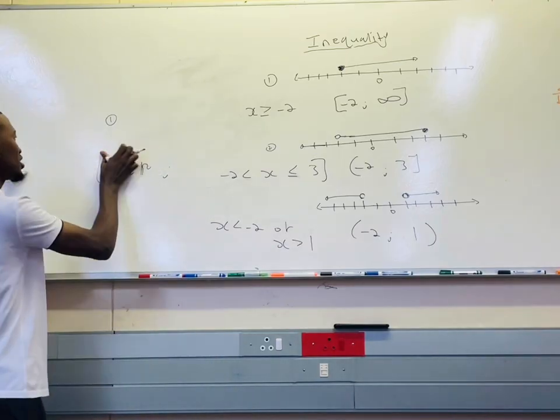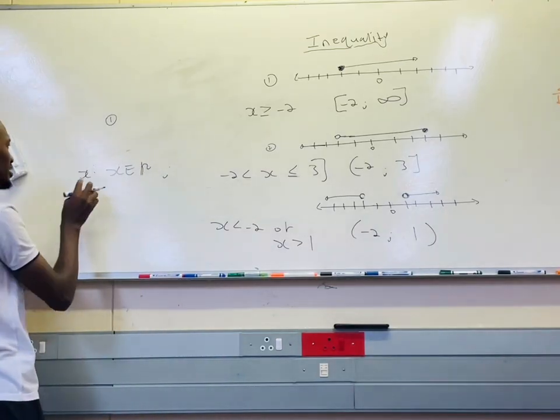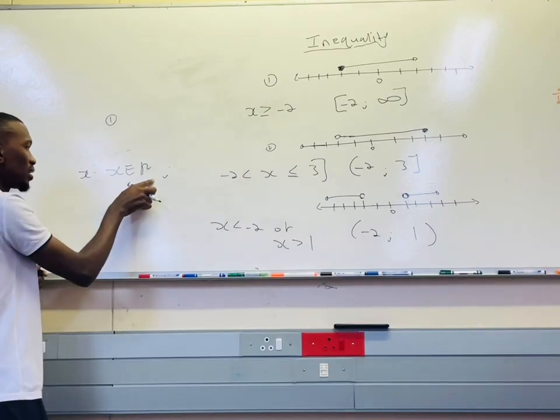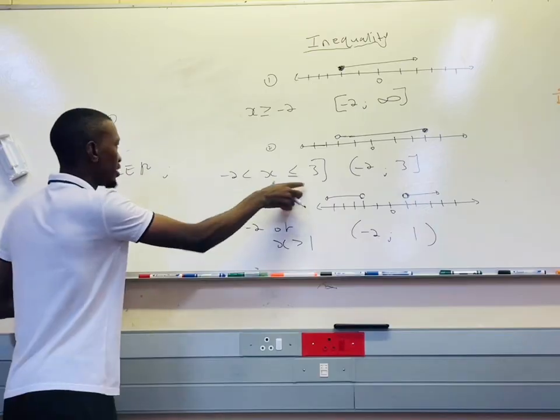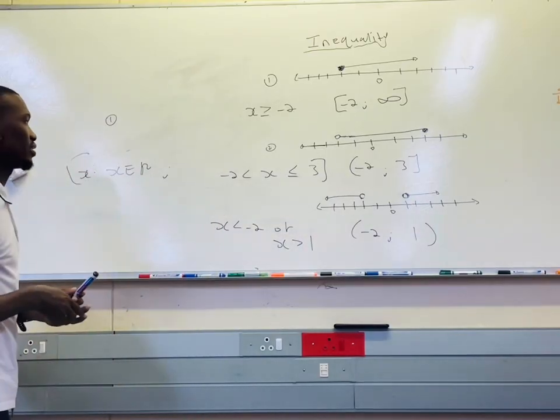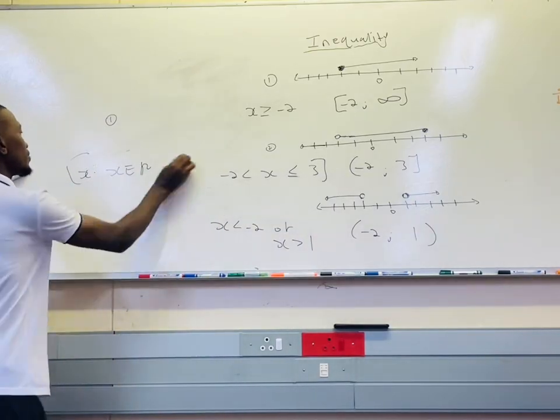Someone will put it like this: x such that x is an element of all real numbers and x is greater than negative 2 but less than or equal to 3. So this whole thing is a set builder notation. It's another statement.